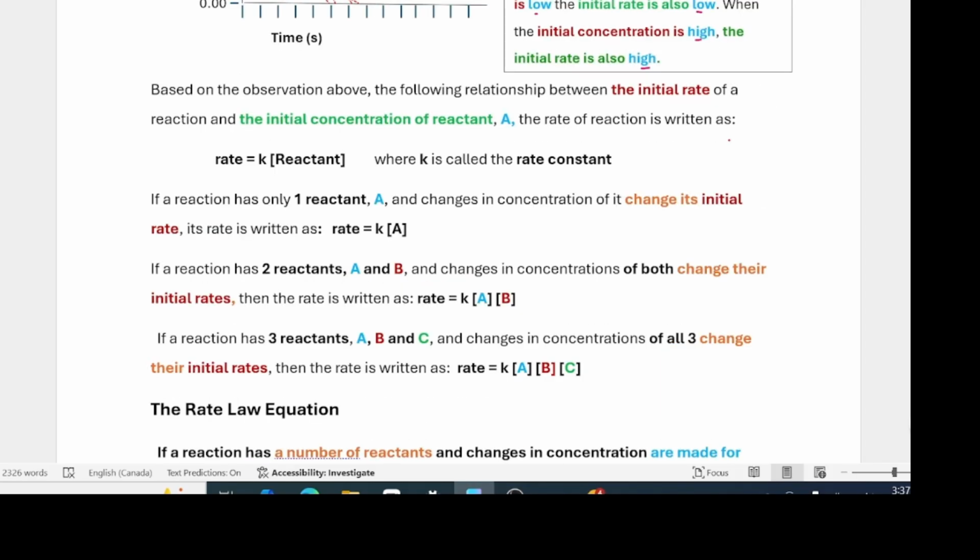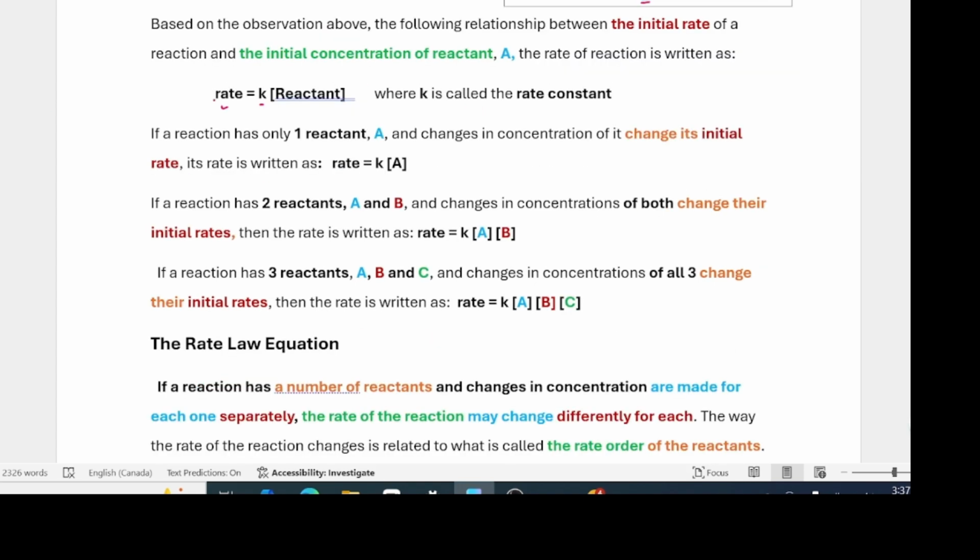So based on the observation above, the relationship between the initial rate of a reaction and the initial concentration of reactant A is that the rate of the reaction, written as rate, is equal to a constant times the concentration of that reactant, where k is called the rate constant of the reaction. Now listen to this. If a reaction has only one reactant, say A, and change in concentration of it changes its initial rate, its rate is written as rate equals k times the concentration of A.